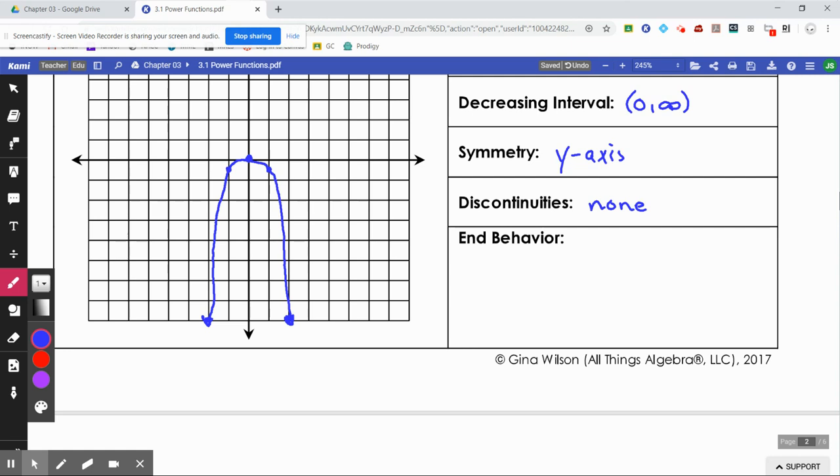End behavior, and again, this is always characteristic of an even function with a negative coefficient. The even function makes it parabolic shaped. The negative in front flips it down, so as we travel to the right, my graph goes down, and as we travel to the left, my graph goes down. So there's your end behavior.